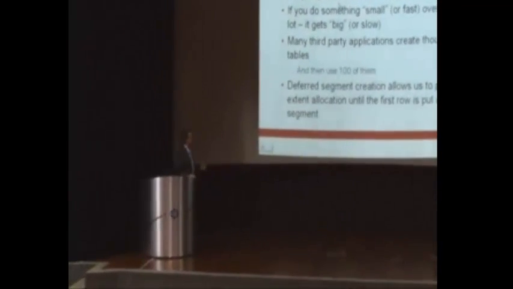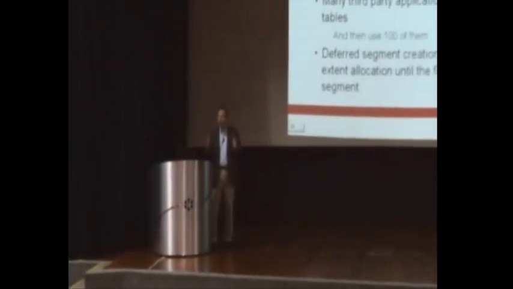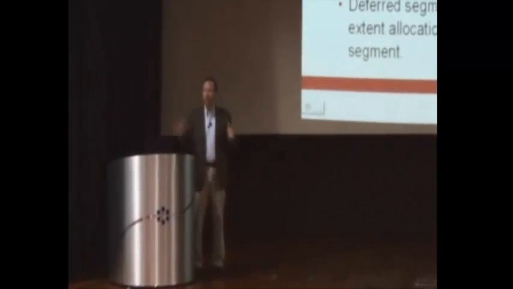They might be small. Typically, there may be 64K if you're using locally managed tablespaces with system allocated extents. But if you do something small, 64K, over and over and over again, it gets big. Right? So if you have hundreds or thousands of 64K extents, you're talking about a lot of storage all of a sudden. Not only that, but you're talking about a lot of rows in your data dictionary. And the problem is, a lot of third-party applications do actually create thousands of tables, but end up only using hundreds of them. They install their entire schema, but they don't use a lot of it.